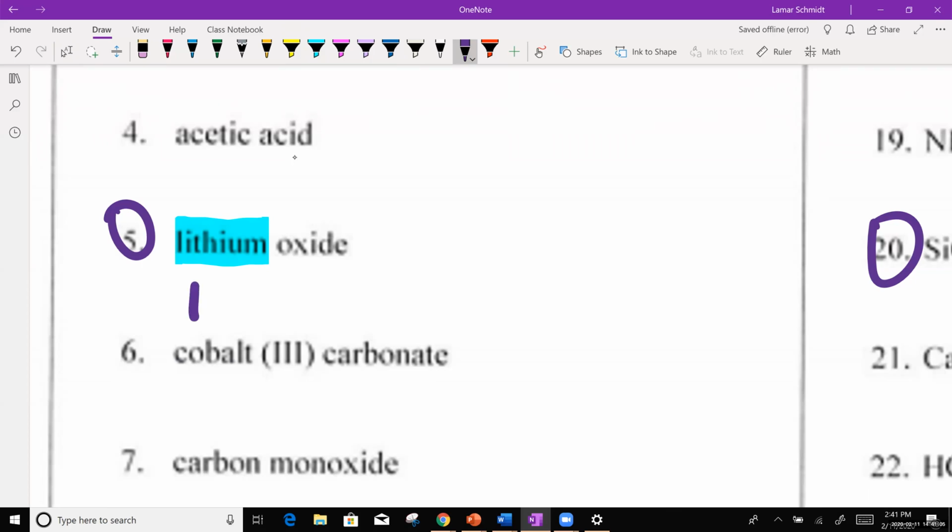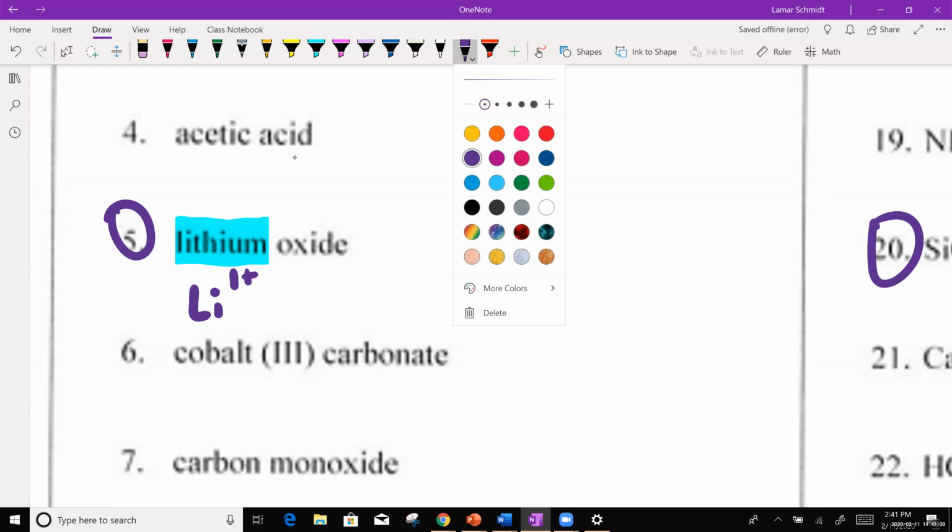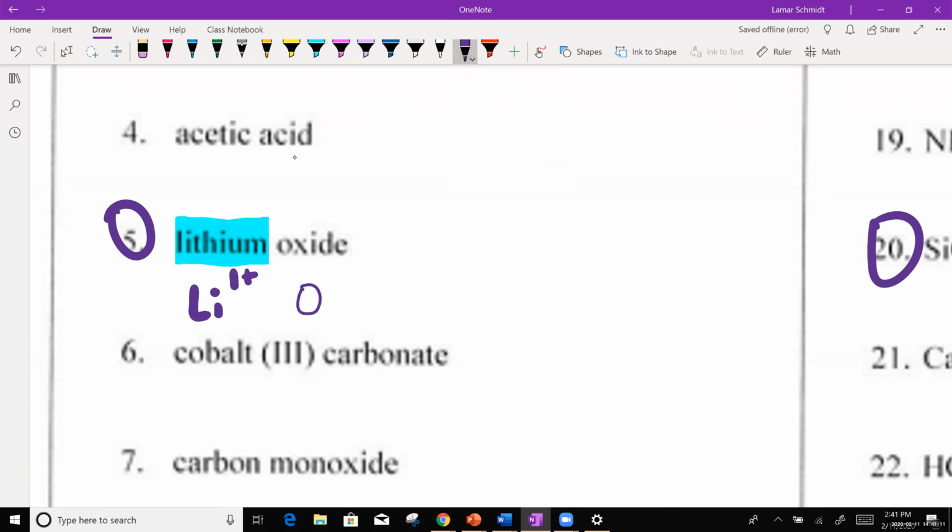has a 1+ charge, and that oxide has a 2- charge. And do the sum of the charges equal 0? Well, of course not. So we do a little switch. We have 1 oxygen and 2 lithium ions, 1 oxide ion, 2 lithium ions. And so that will make the sum of the charges equal 0. So we rewrite that as Li2O.